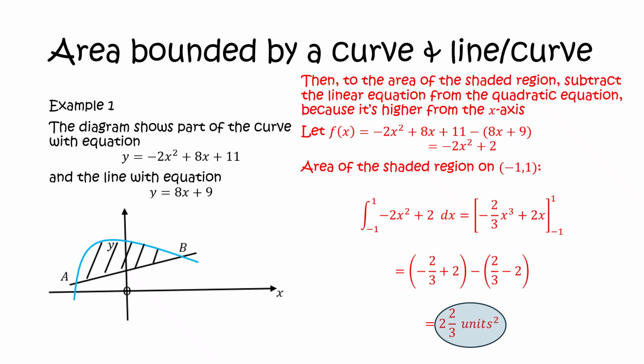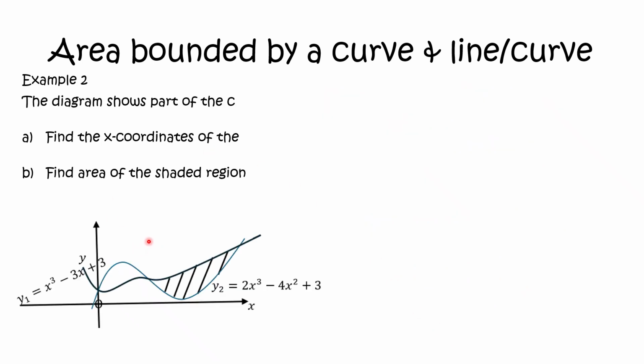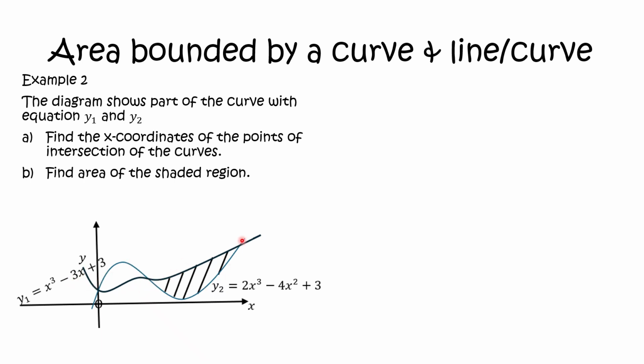Now, let's look at example 2. With example 2, we've got two curves. So both of them are curves. We don't have any line, but the procedure is the same. So according to the question, we need to find the x-coordinates of the points of intersection of the curves. So we can see that there are 3 points of intersection. One automatically is 0 in the x-coordinate. Then we have the other 2 values that are positive. And those are the 2 values that are of interest to us in answering question 2, part A.